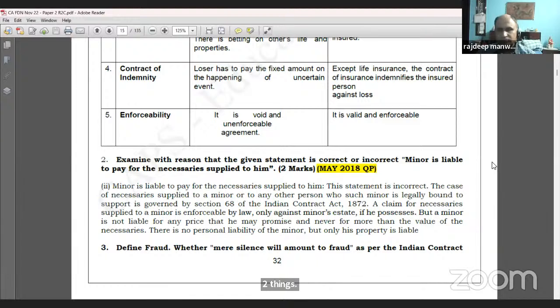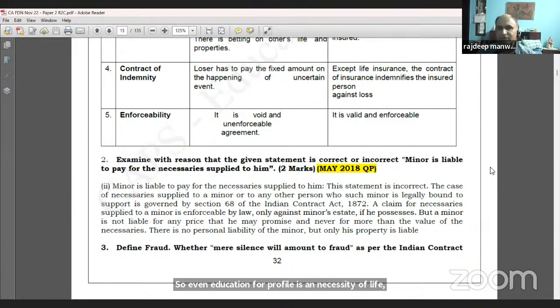Explain with reasons whether the given statement is correct or incorrect: minor is liable to pay for the necessaries supplied to him. Minor has to pay for necessities of life. Remember, we have to first define who's a minor. Then we have to define what are the necessities of life. They're not defined in the Indian Contract Act, but necessities of life are those which provide a reasonable standard of living to the person entering into the contract. And we did 2 cases. Roberts versus Gray, where he learned professional billiards. So even education for a profession is a necessity of life.